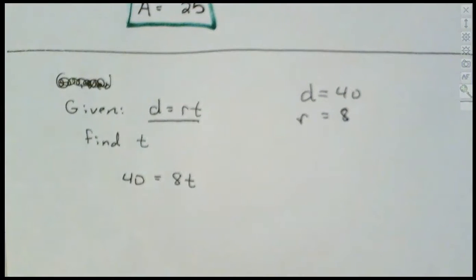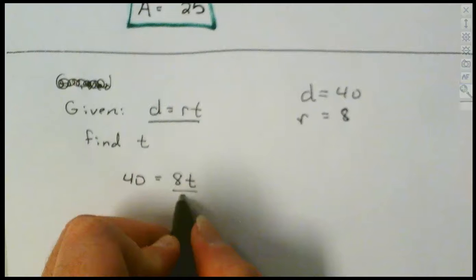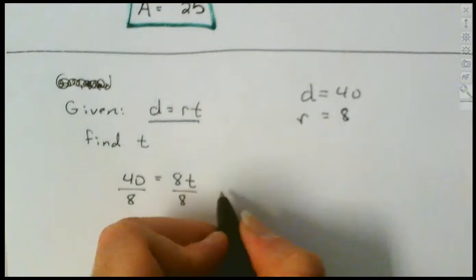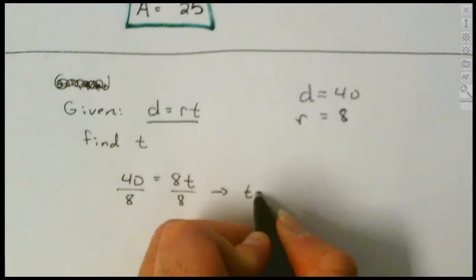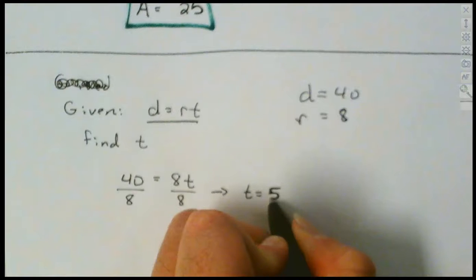Now we need to solve it for T. So we plugged our values in. How are we going to find the value of T? We have to divide both sides by what? 8. And that should then give you T is 5, I believe. Because 40 divided by 8 should be that 5. Yep. And that's going to give you then T equals 5.